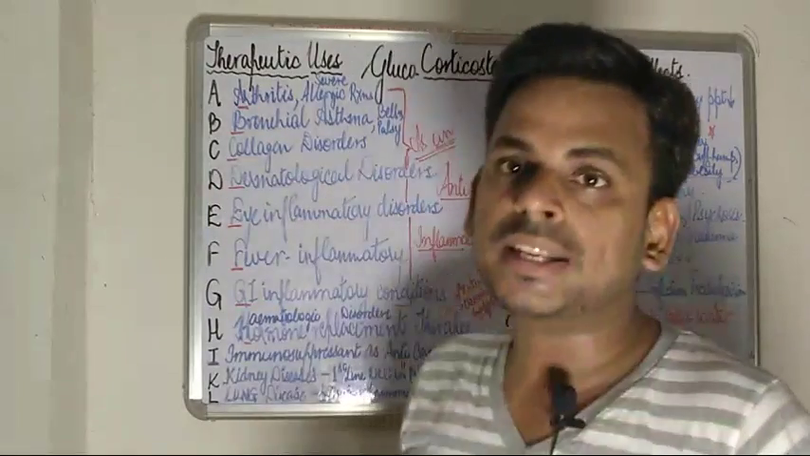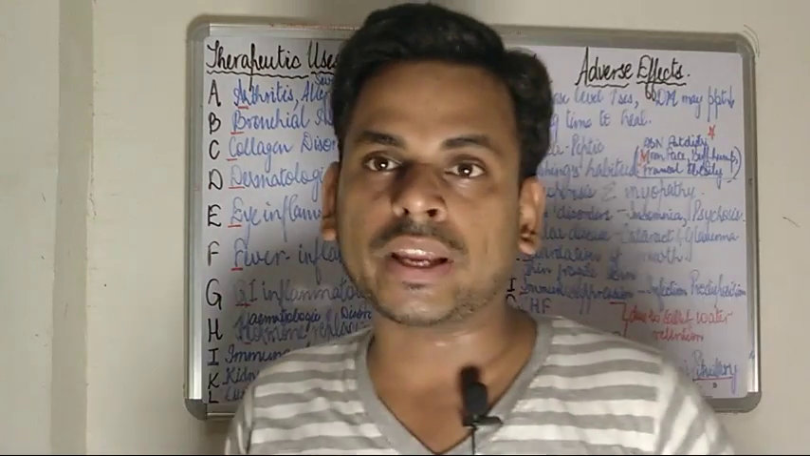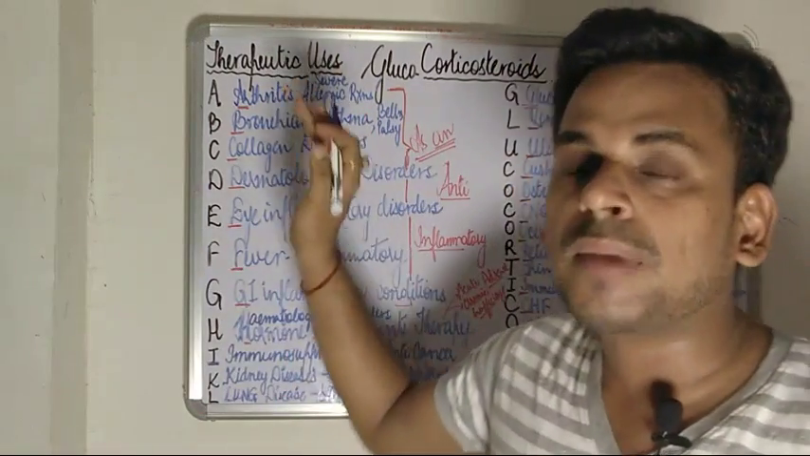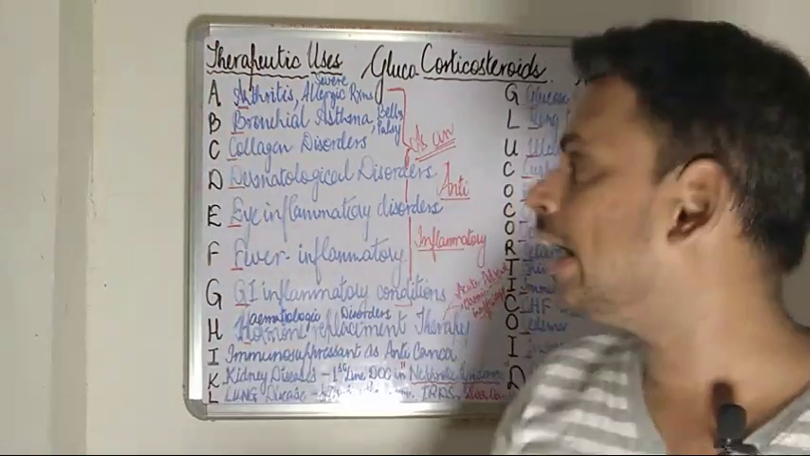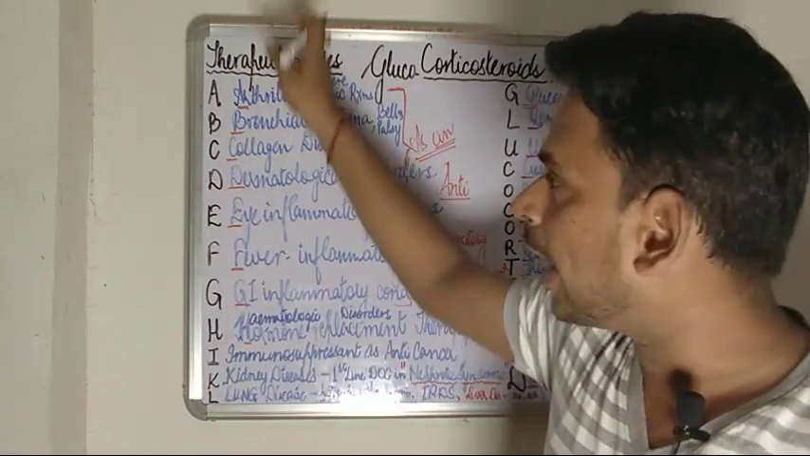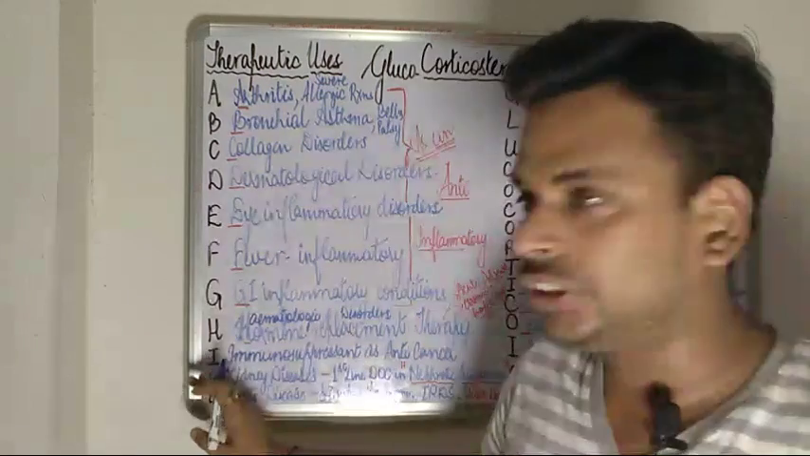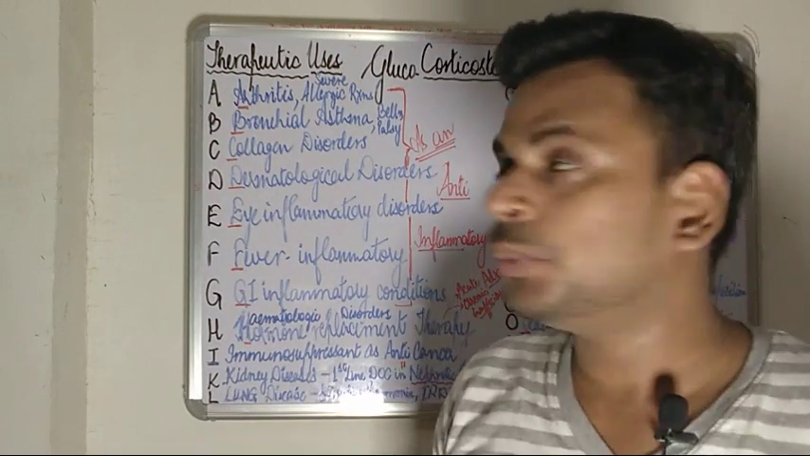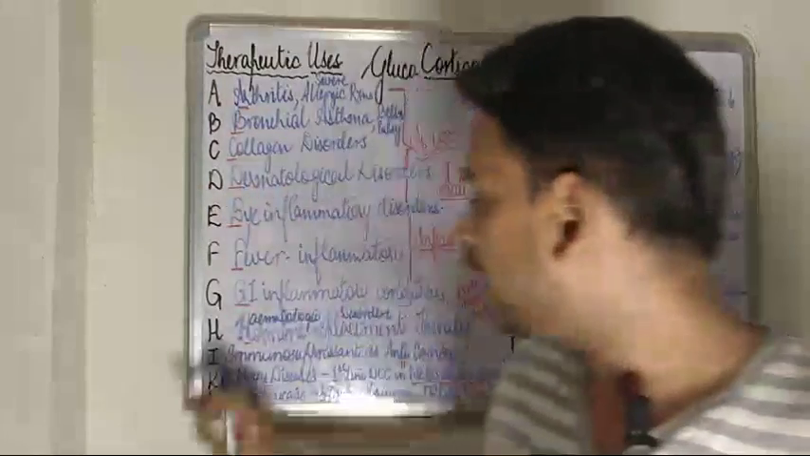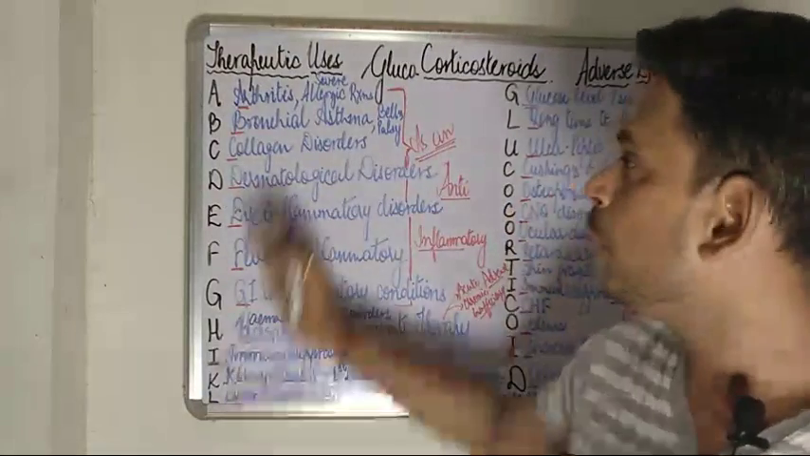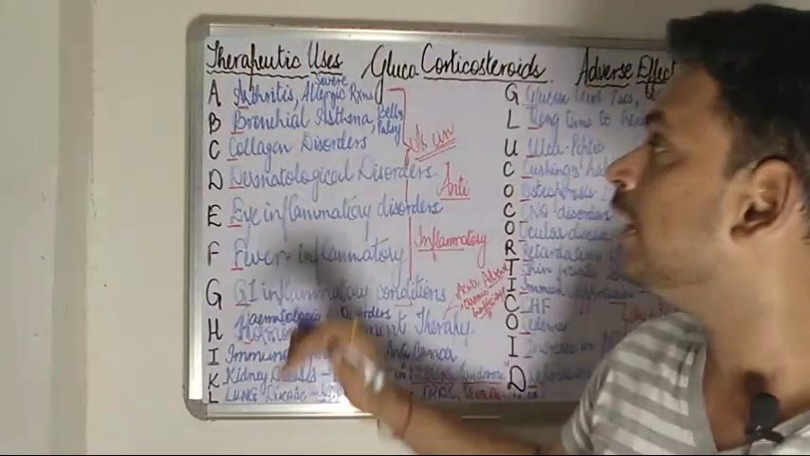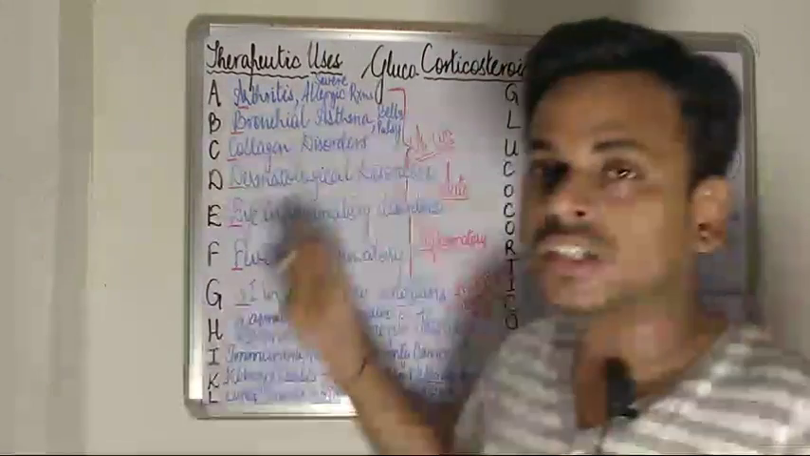So students, beginning with the therapeutic uses of the glucocorticoids, this can be better remembered just by remembering the alphabetical order, that is A, B, C, D, E, F, G, H, I. Up till I, we are going to have the entire alphabetical series, and excluding the J, we have the K and the L. So students, just by remembering the alphabetical order, we can very easily summarize and pen down in the professional exams the therapeutic uses of the glucocorticoids.